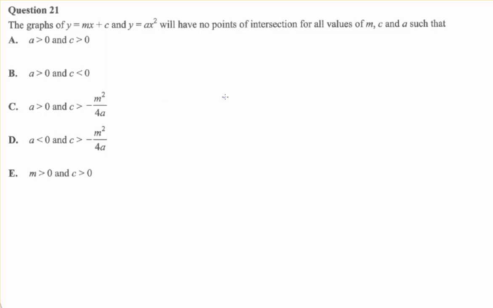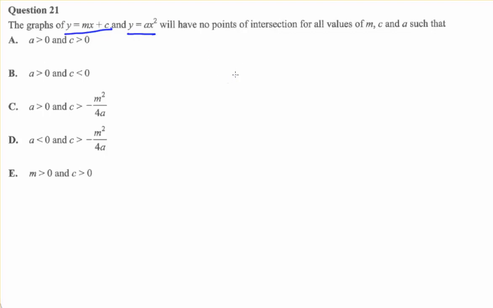For question 21, we're given two equations and we're required to identify the set of conditions for m, c, and a such that we have no points of intersection. So we're given a general equation for a straight line and a parabola with a dilation factor of a. So we're looking for when they have no points of intersection.